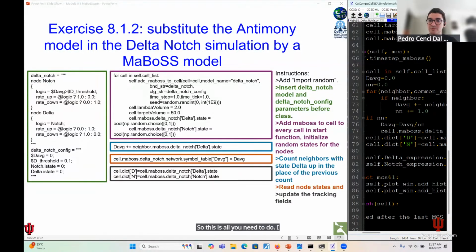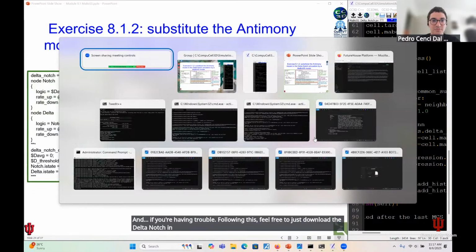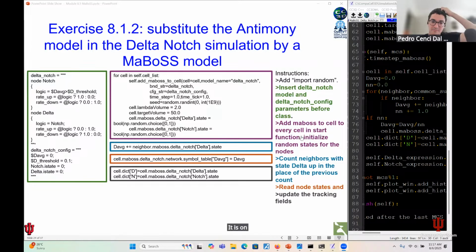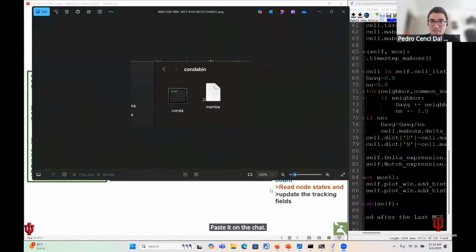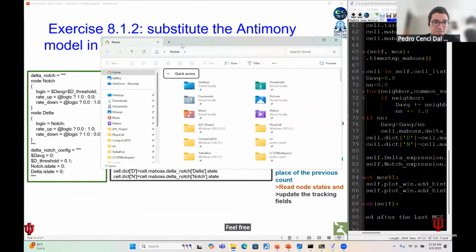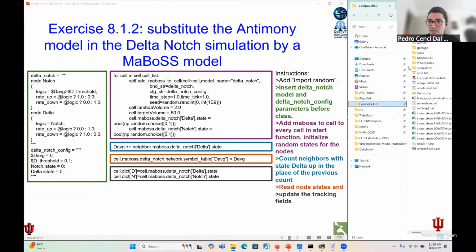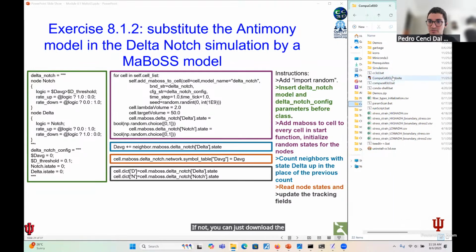I will give you 5 to 10 minutes to accomplish this task. And if you're having trouble following this, feel free to just download the Delta Notch in MaBoSS simulation ready to go. It is on the student materials, and I will also paste it on the chat. So if you want to practice implementing MaBoSS networks, feel free to follow the exercise. If not, you can just download the simulation and go to the exercise.